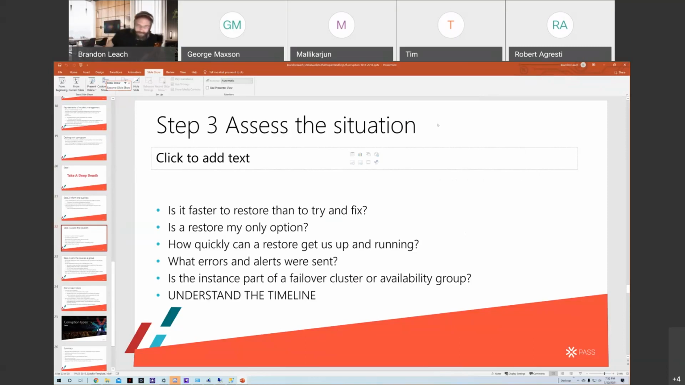What errors and alerts do you have? Make sure everyone understands them and what they mean. There may be things in them that you don't necessarily understand that are more app specific, and you may need the app team to weigh in. Really, what you're trying to do is put together a timeline of events, right?